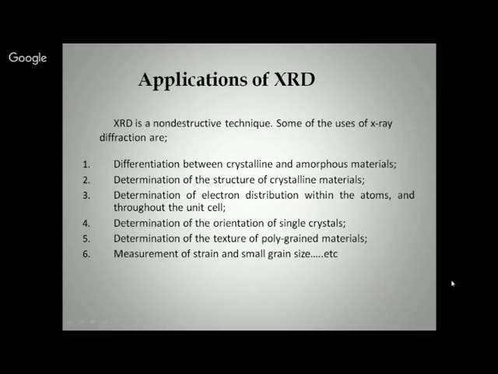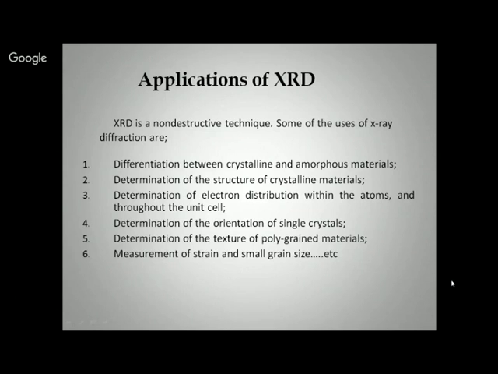So what is the difference? Crystalline means your atoms are arranged in a regular pattern, but in the case of amorphous, they are not arranged in a regular pattern. That's why you are not getting any peak; you are just getting some hump. Second is determination of the structure of crystalline materials. You can easily determine whether your material is, first of all, crystalline, then what type of crystal it has. Is it cubic? Is it rhombohedral? Is it monoclinic?